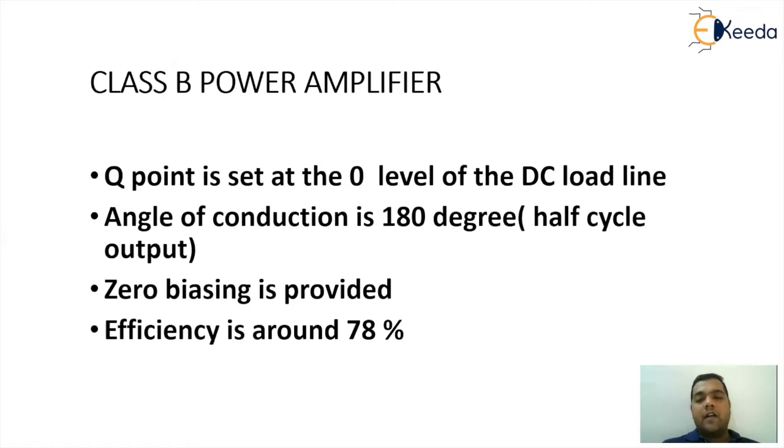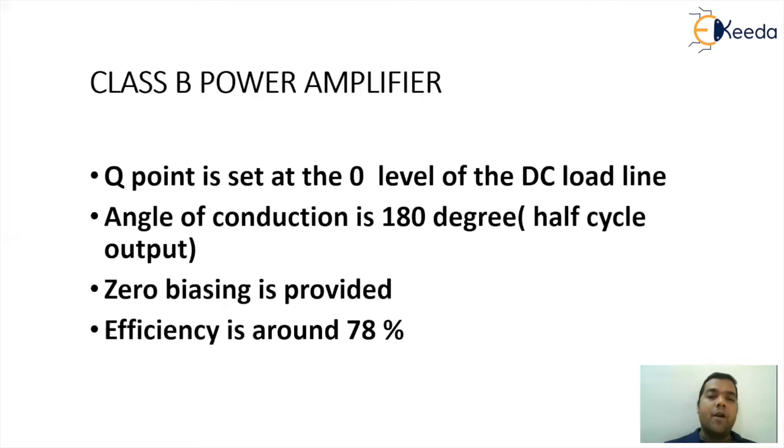So before we start with Class B Power Amplifier, we need to go back and understand the basics of Class B. In a Class B amplifier, as all of us are aware, the Q point is set at the zero level on the DC load line. The angle of conduction is 180 degrees, that is half cycle output. For achieving this, we have to go for a concept called zero biasing. The efficiency of the Class B will come around 78%.